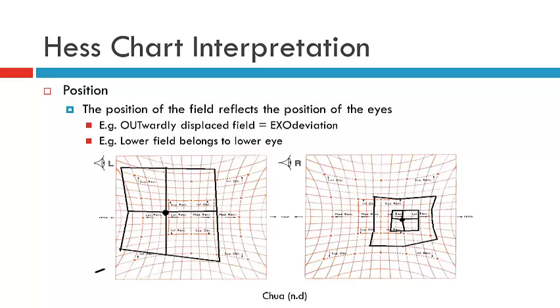Another point to make, which you may have noticed already, is that the position of the field reflects the position of the eyes. So if we look at the right eye, that right field is out and down. And when we looked at that primary position, what did we notice? It was out and down. Okay, and if we look at the left eye, the field is out and up. And again, that's representative of the position of the eye. And the reason that the position of the field reflects the position of the eyes is because the Lee screen and the Hess screen test rely on foveal projection.